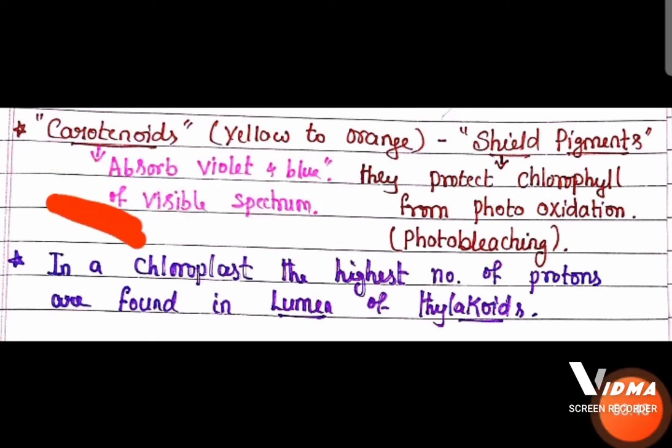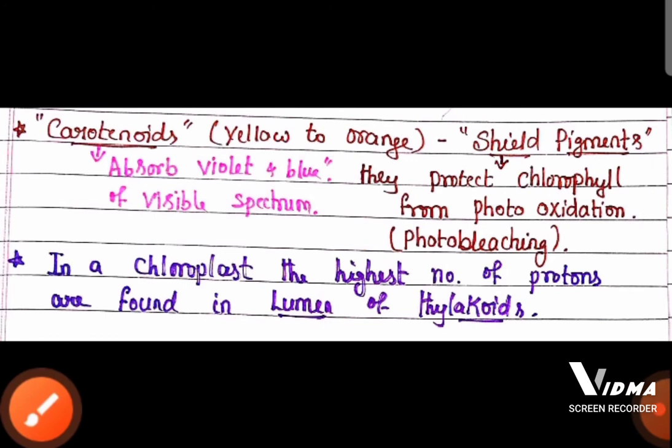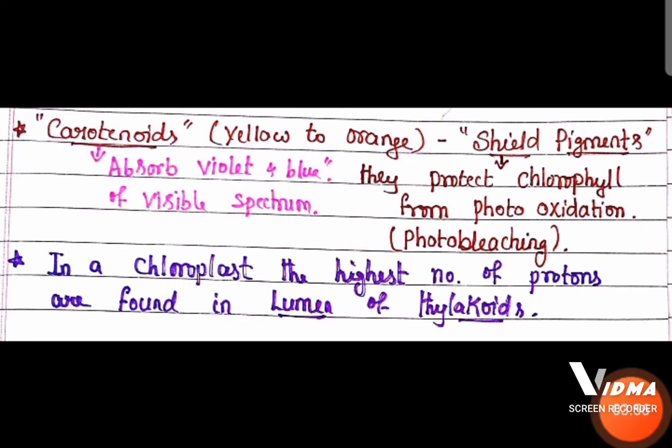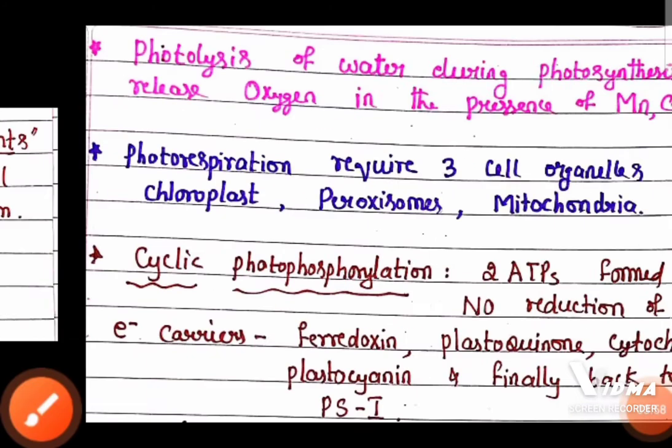In the chloroplast, the highest number of protons, the highest number of H plus ions, is found in the lumen of the thylakoid.